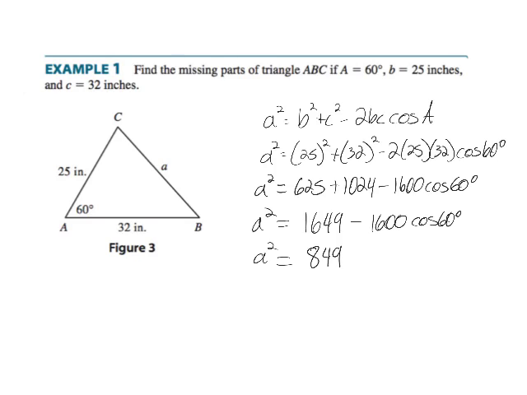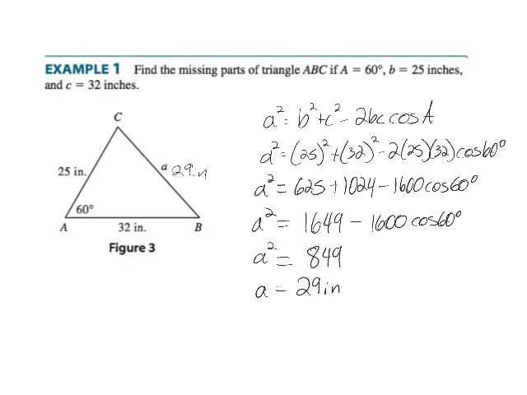Then we take the square root of that to get just A by itself. And this is a side, so it looks like two significant digits. I have 29 inches for that. 29.1376, if you want to go a couple more decimal places. So now we know this side, 29 inches.